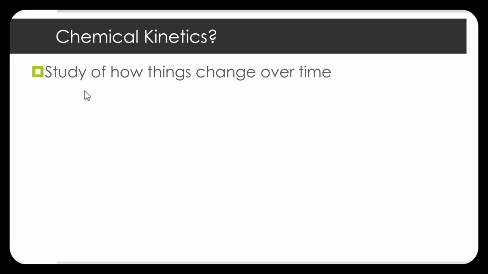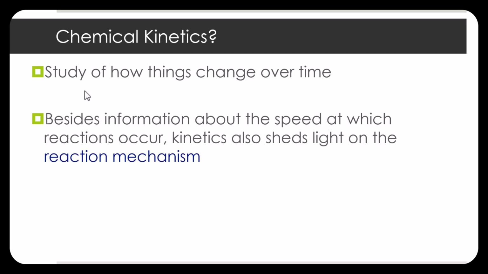So what is chemical kinetics? Chemical kinetics is the study of how things change over time. Okay? So how fast are these reactions happening? How slow are these reactions happening? So what is going on over the course of time?